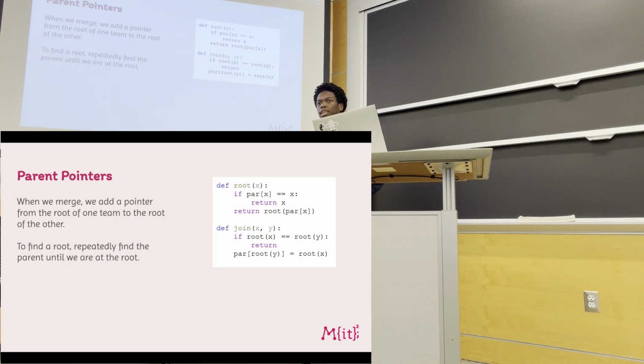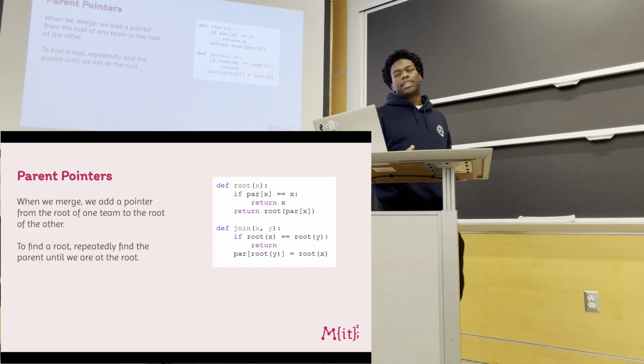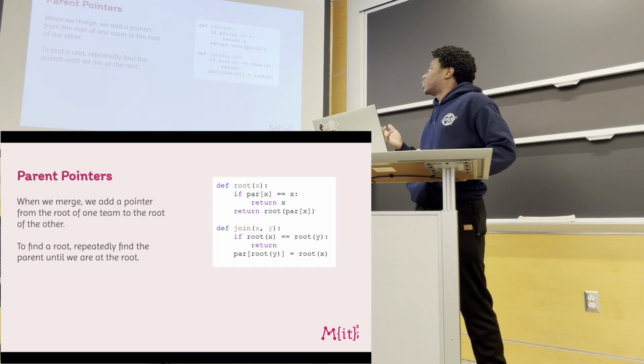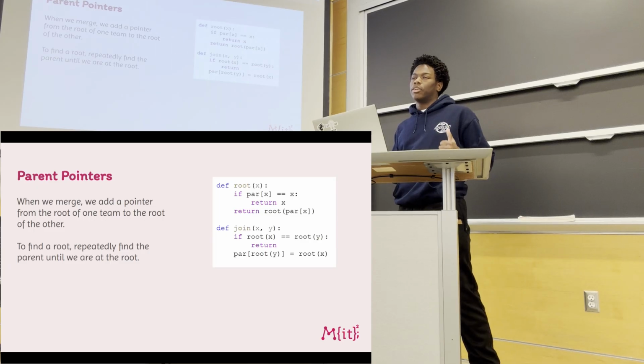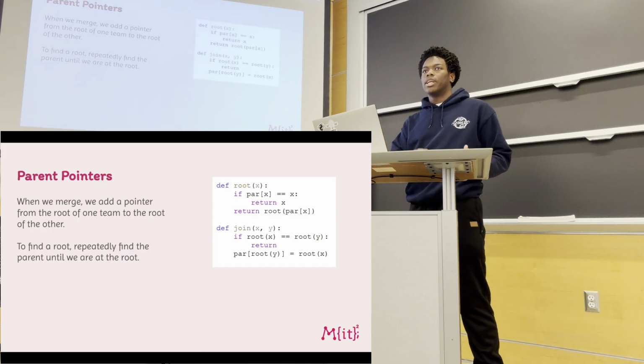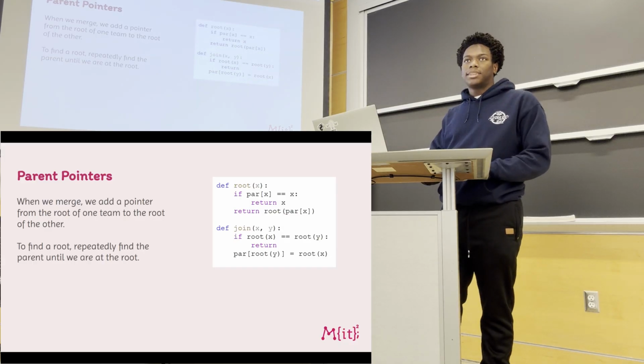And then merging is also very easy with this. It's pretty much all of the root finding algorithm. You just find who the leaders are for the two people's teams you're merging. And then you just have one of their leaders point to the leader of the other person. Does that make sense to everyone? Okay, yeah.